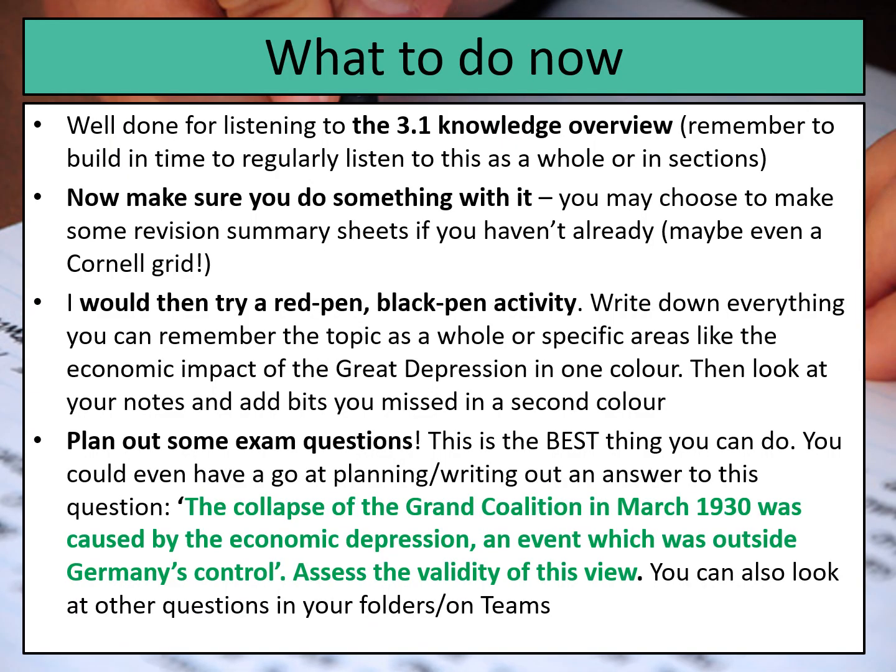You could also try making some kind of revision material, for instance, a Cornell grid or a mind map, a revision clock, or you could even try a red pen, black pen activity where you write down everything you can remember from this PowerPoint in one colour, and then you could go back through and look at the information again and add some notes in a second colour. And you could even have a go at an exam question, which is at the bottom here, about the collapse of the Grand Coalition. Well done for watching the video.